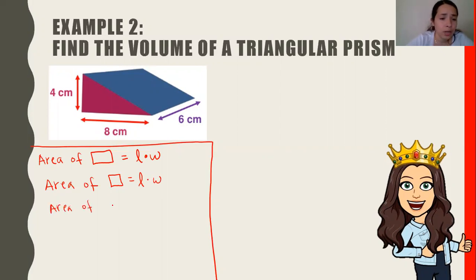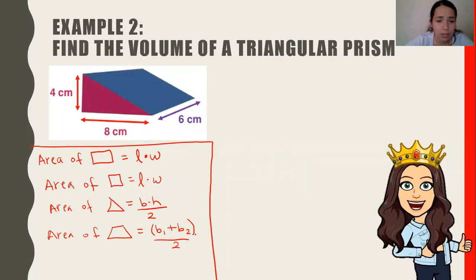Area of a triangle is base times height divided by 2. And then which one else is important? Area of a trapezoid is equal to base 1 plus base 2, divided by 2, times height. Those are the things I want you to write down and have in your notes, because that's very important as we go on and find volume.